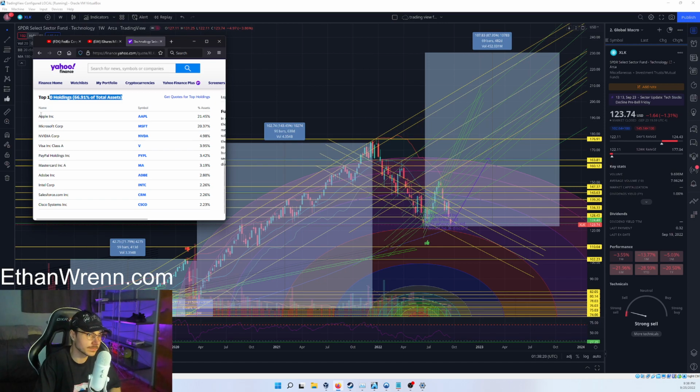So the number 1 holding, Apple, great company. We all like Apple. Microsoft, great company. We all like Microsoft. Nvidia, these are all really blue chip names that we all know. The next, Visa, PayPal, MasterCard, Adobe, Intel, Salesforce, Cisco. Honestly, if you guys aren't holding this index yourself, you're probably holding at least 2 or 3 of these underlyings, right? So we're all on the same side in one way or another here.